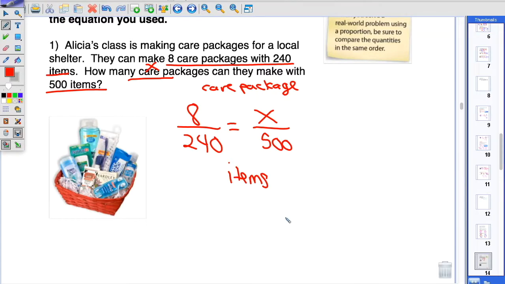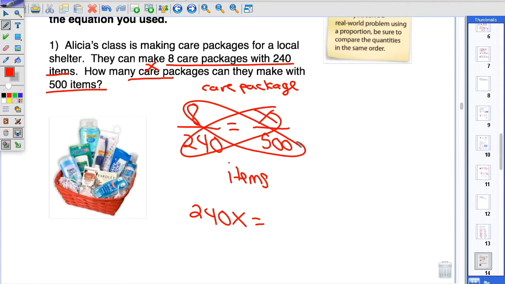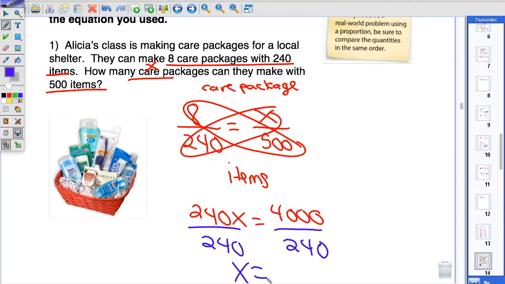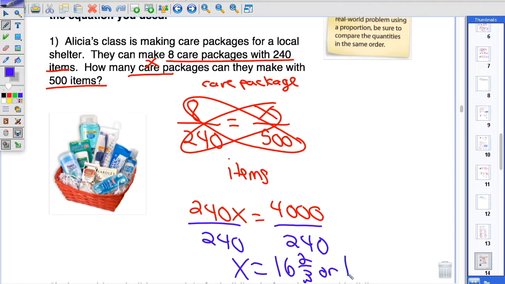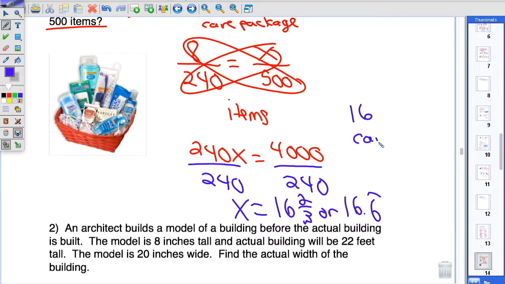Then we're going to do our cross products, which is 240 times x, which is 240x, and 8 times 50, which is 400. Divide both sides by 240. So we get x is equal to 1 2/3, or 1.6 repeating. And since we don't have a full 2 packages, we can only make 1 care package.